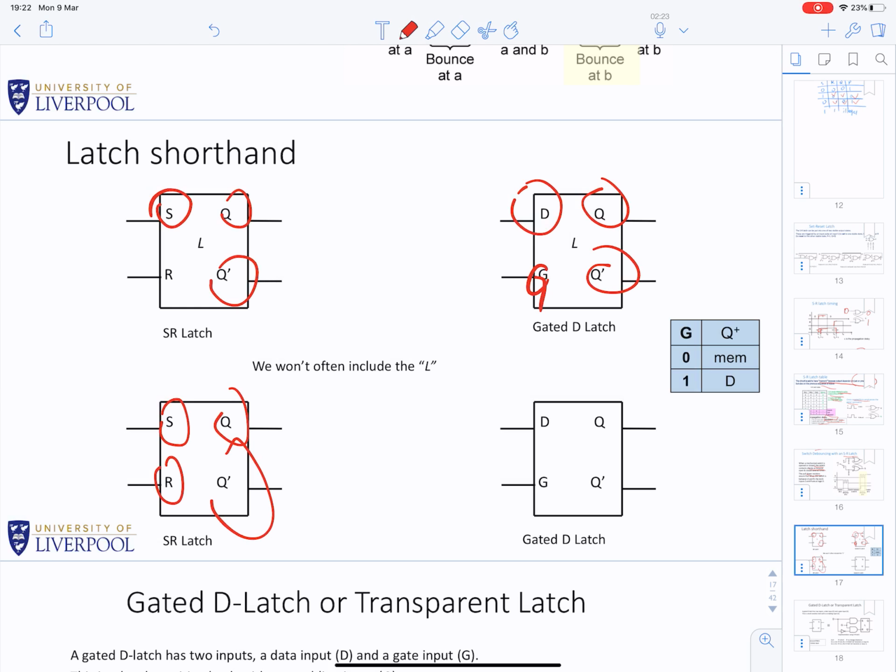What do you call a latch? Yeah, we sometimes do not include the L, which is latch. Memory. What is the M? That does not matter. Let's go. What's the MEM here?